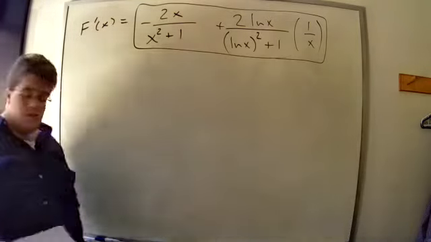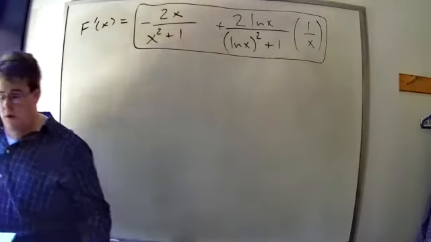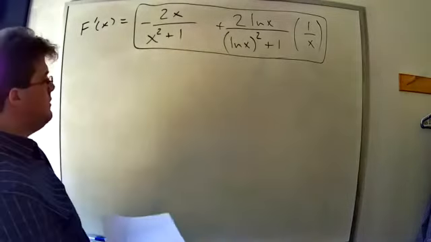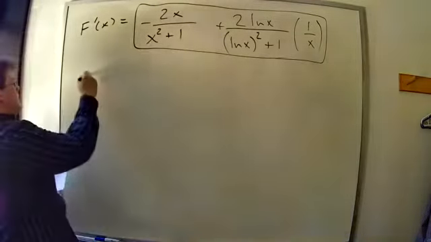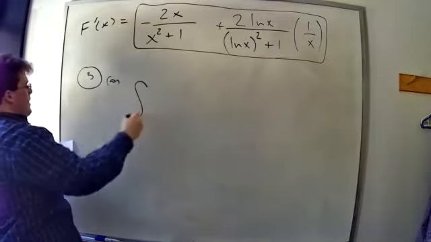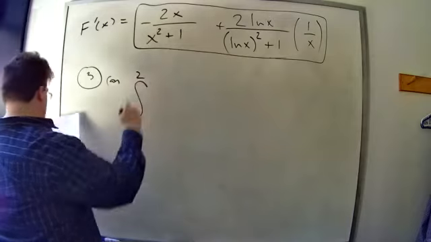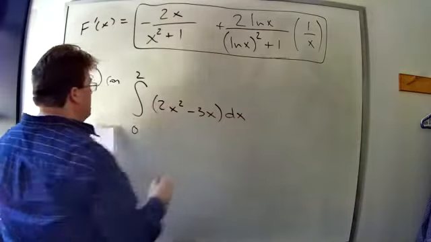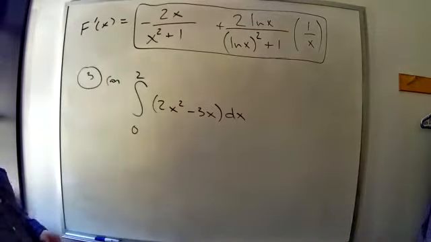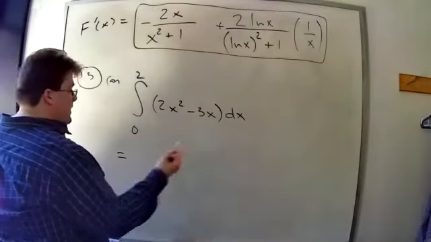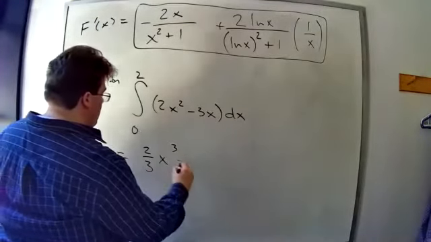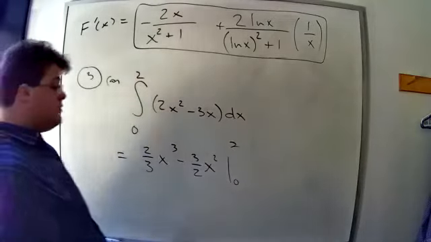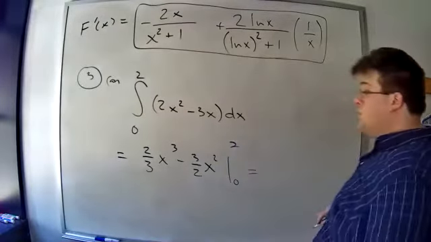Okay, number 3. Before the fundamental theorem, the only way we could evaluate a definite integral was with the limit definition. And number 3 compares the two computations. So 3a, evaluate the integral from 0 to 2 of 2x squared minus 3x using the second part of the fundamental theorem of calculus. Well, second part, take an antiderivative, 2/3 x cubed minus 3/2 x squared. Evaluate from 0 to 2. Evaluate at 2, what do you get?